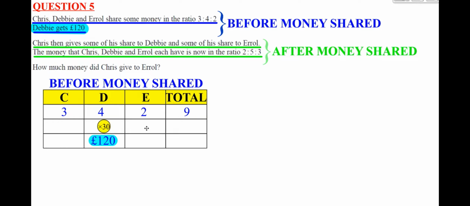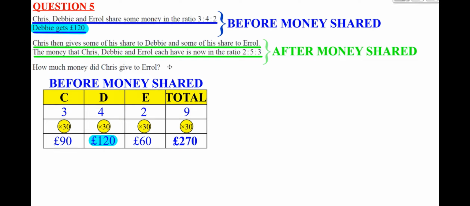But to keep everything in the same proportion, if we're multiplying one of these ratio shares by 30, we need to do the same to the others as well. So multiplying every number in every column by the same total, we get that Chris must have had £90, 3 times 30, Errol, 2 times 30, 60, and the grand total amount of money between them, 9 multiplied by 30, is 270. We can now think about what's changed after Chris gives some of his money away.